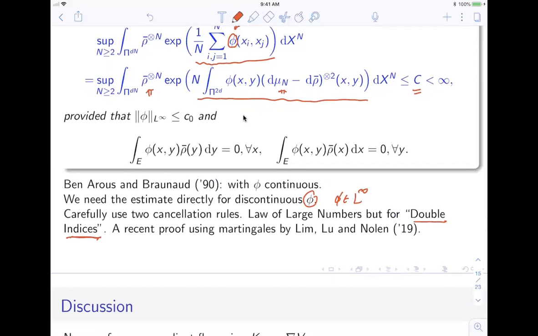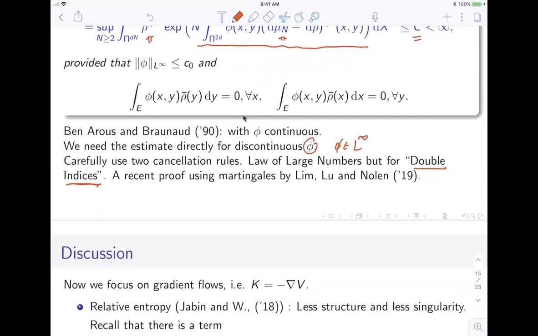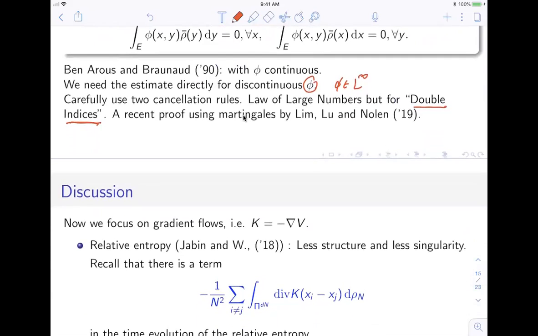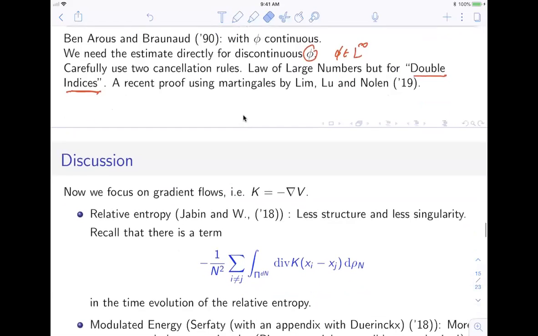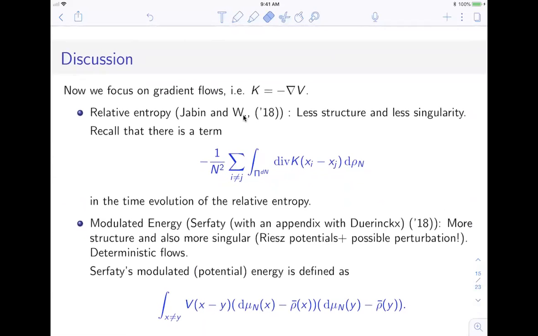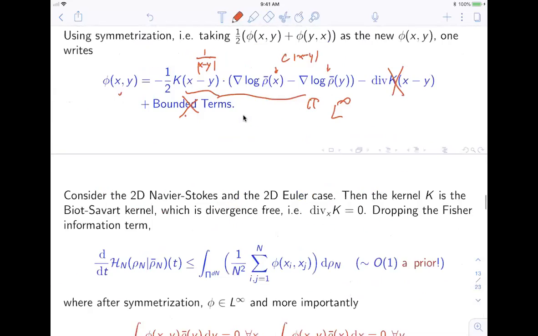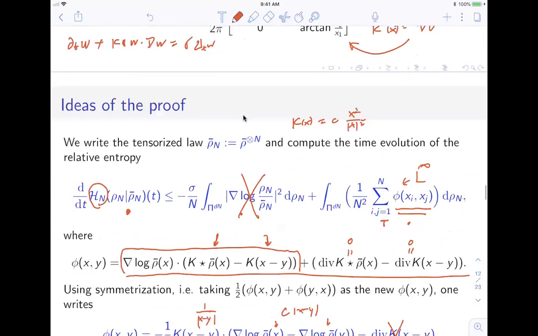People show the L2 weak law of large numbers. Recently, you can find a proof using martingales by Lim, Lu, and Nolan, which uses a very strong, very sharp inequality. Okay, so I have several minutes, so I will talk about the new part. The new part is basically on how to treat those types of terms. Let me just show you the result, the evolution of the relative entropy.